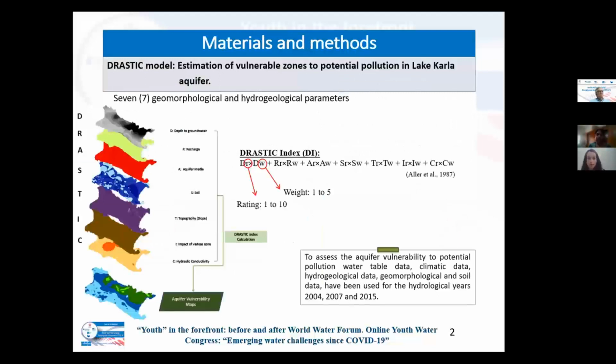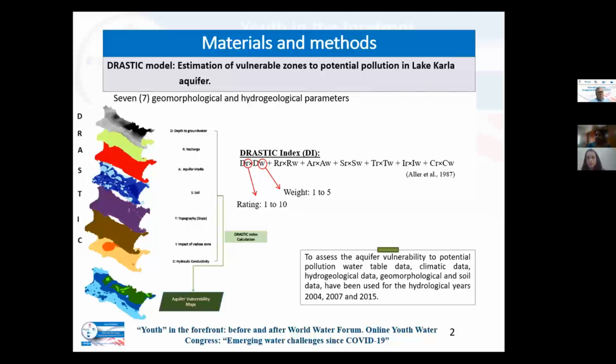The acronym DRASTIC incorporates the major geological and hydrogeological factors that affect and control groundwater movement, so as groundwater pollution. So it is D for depth to groundwater, R for recharge, A for aquifer media, S for soil, T for topography, I for impact of the vadose zone, and C for hydraulic conductivity.